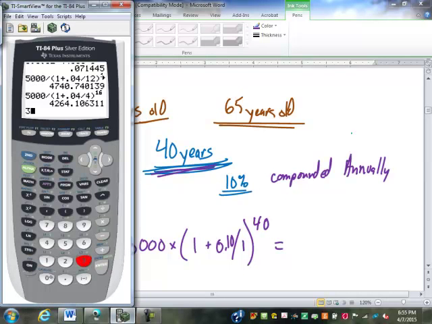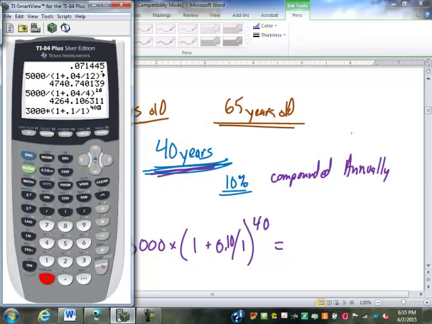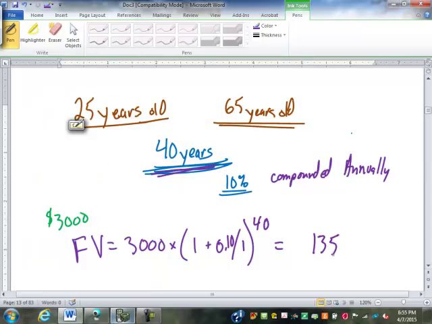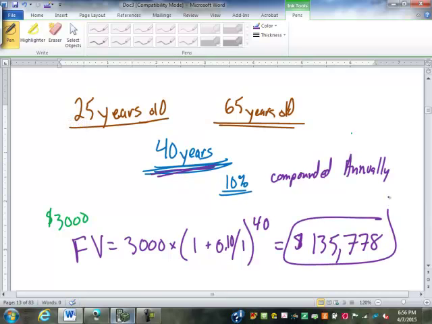So this would be 3,000 times 1 plus 0.1 divided by 1, which I really don't need to divide by 1. I'm just doing it for show. The power of 40. $135,778, basically. So if you can put that money away when you're 25, at 65, that's how much you'll have.